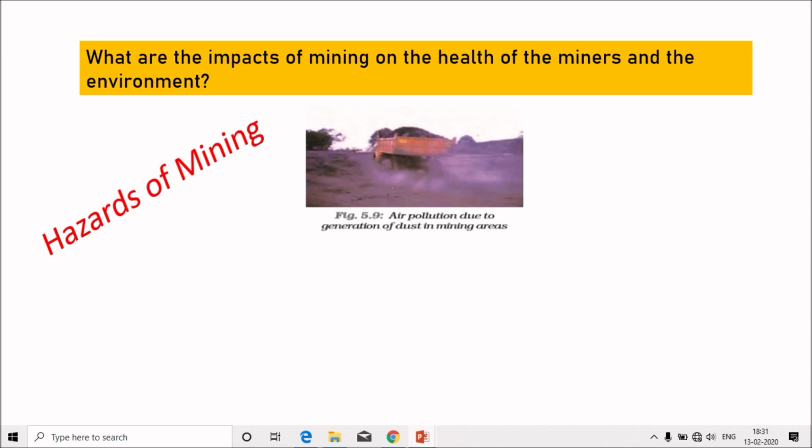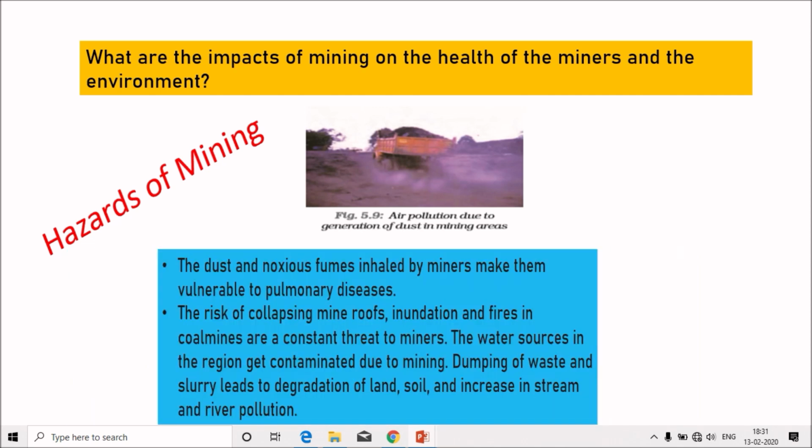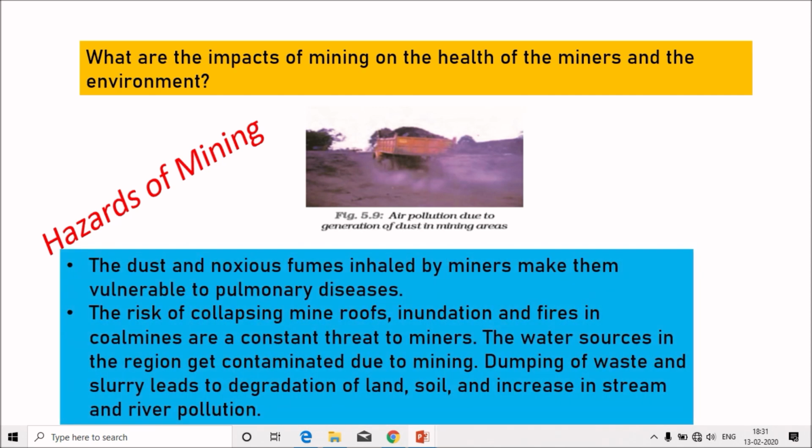You can see on the screen the air pollution due to generation of dust in the mining areas. The dust and the noxious fumes which are inhaled by the miners make them vulnerable to pulmonary diseases. Pulmonary veins and pulmonary arteries become damaged due to the dust and the noxious fumes which are inhaled by the people working in the mines, the miners.